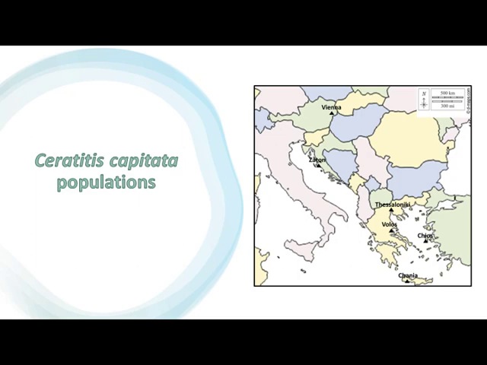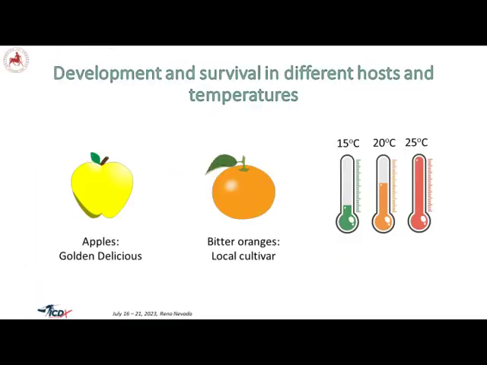So we managed to bring these flies to my laboratory. Also we got flies from Croatia and 4 Greek populations. And what we did was to run a common garden experiment, having these 2 overwintering hosts, the apples and the bitter oranges, and then look at the development at 3 temperatures: 15, 20, and 25.